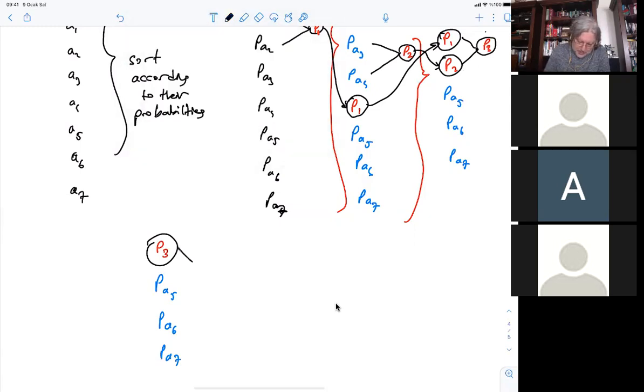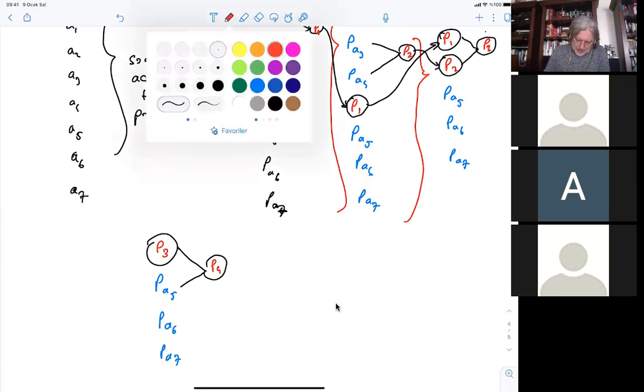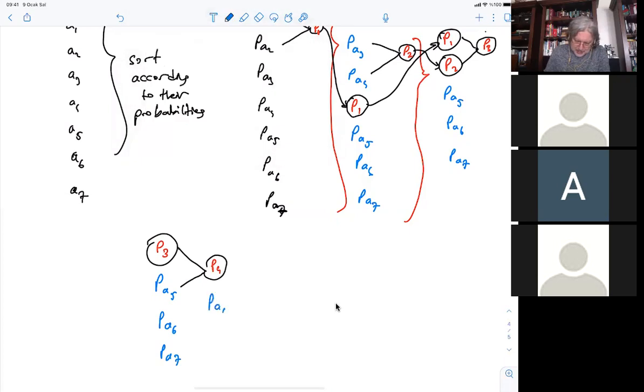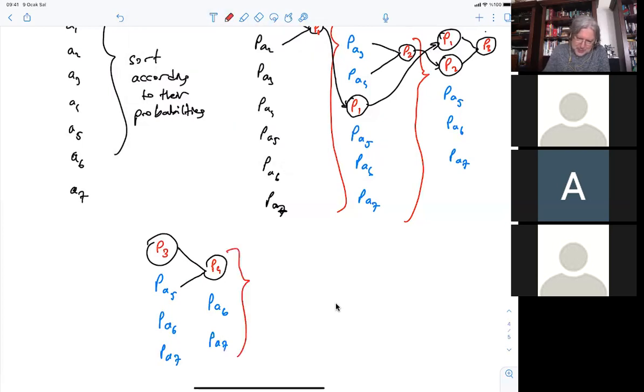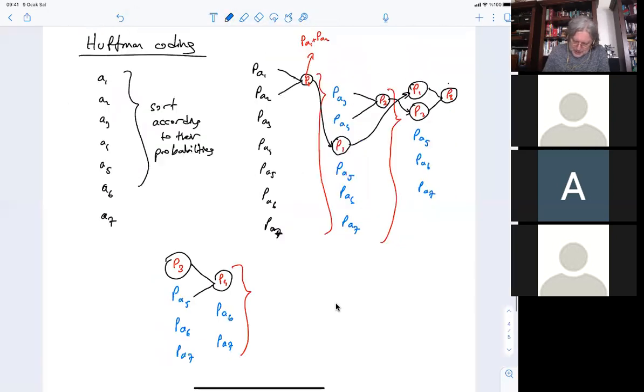join P3 with PA5 and say that this is P4, and the others just stay, PA6 and PA7. And when I order them, let's say that the new ordering is PA6, PA7, and P4.